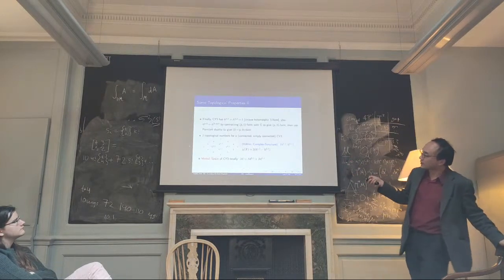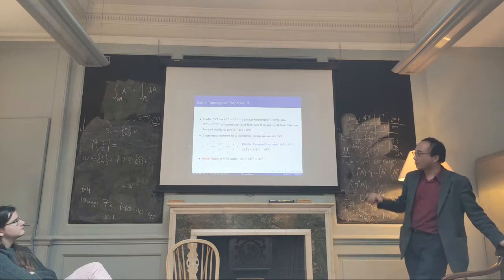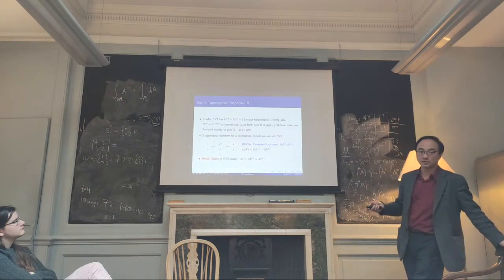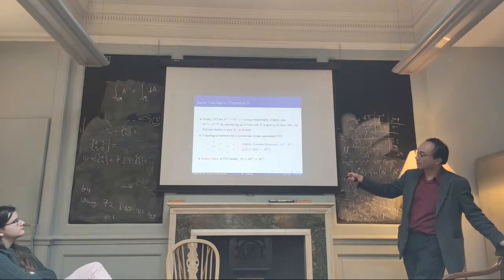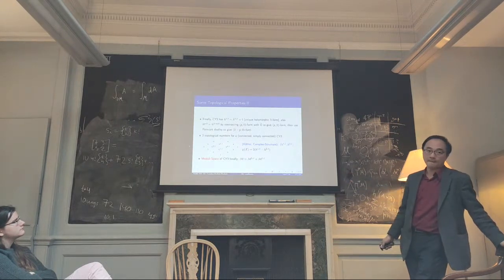So suddenly it becomes really, really simple. So for a smooth, compact Calabi-Yau threefold, the Hodge diamond reduces to this. And in particular, there are only two non-trivial numbers, the h11 and the h21.